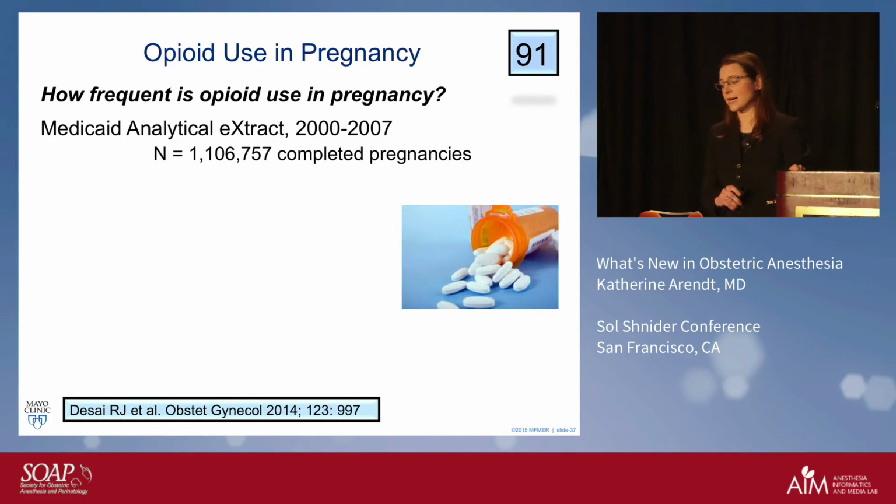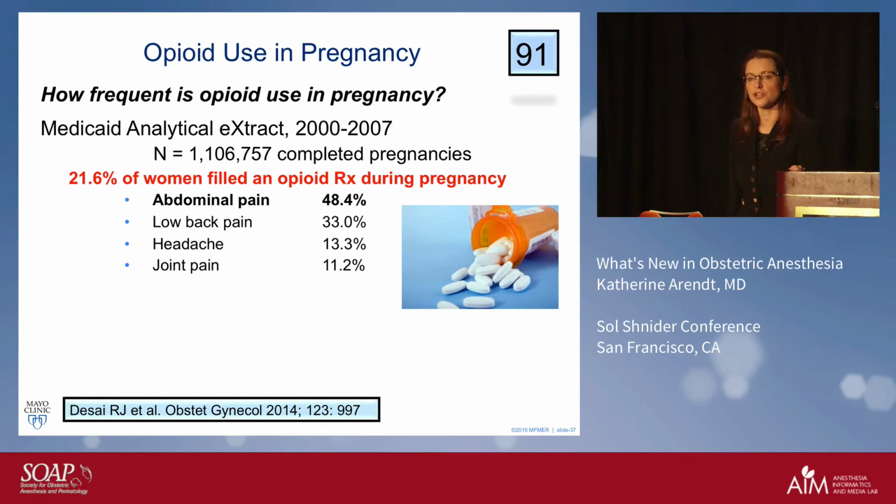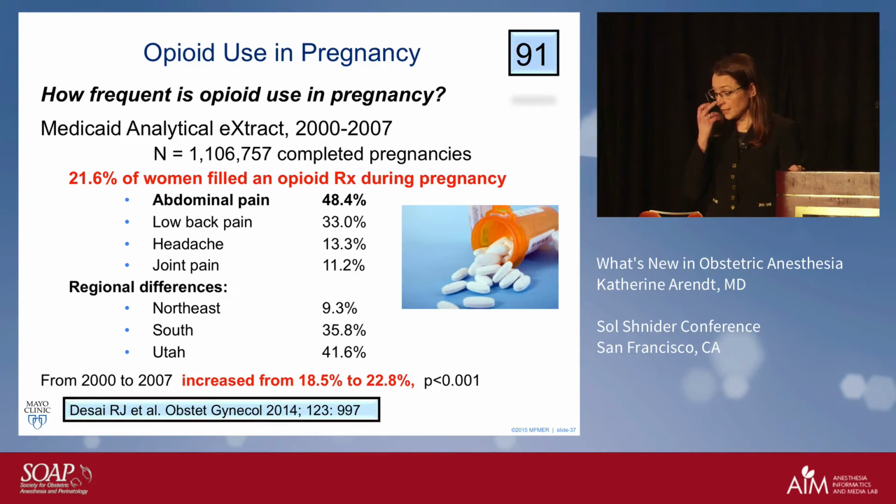Opioid use in pregnancy. These authors took the Medicaid analytic extract between 2000 and 2007, which encompassed over 1.1 million completed pregnancies, and found that almost 22% of women in pregnancy filled an opioid prescription. Wow. The most common reason was abdominal pain, 48% of them. There were regional differences. The Northeast did the best, with only 9% of their patients getting an opioid during pregnancy. The South, guys, didn't do so well, 35%.